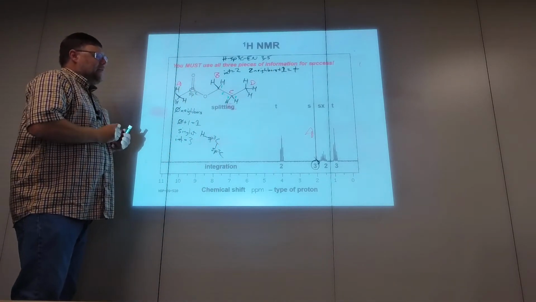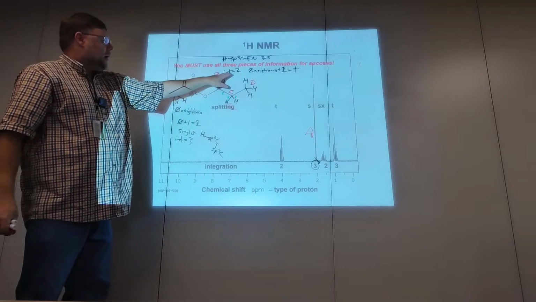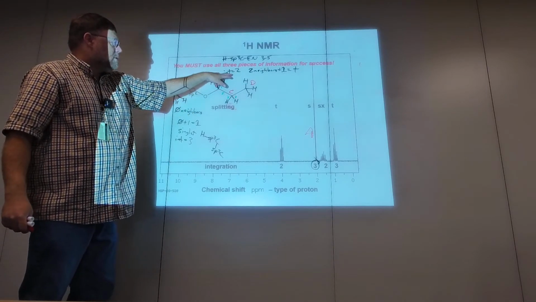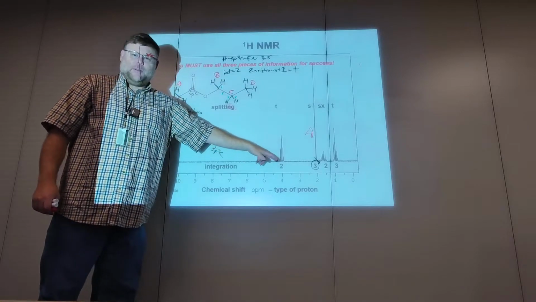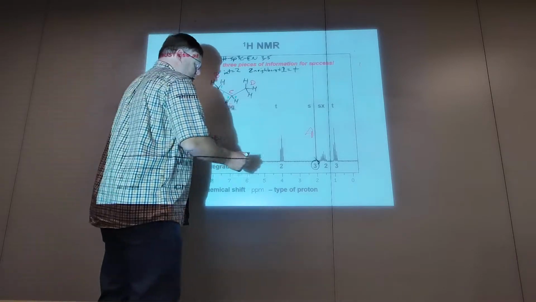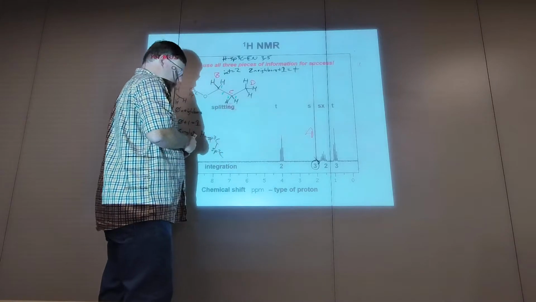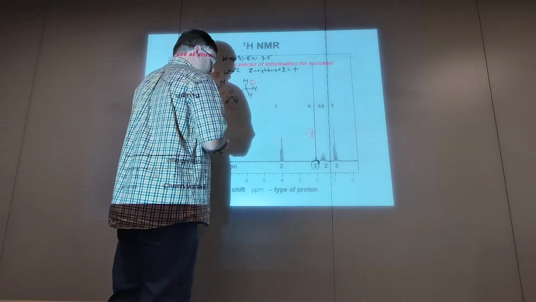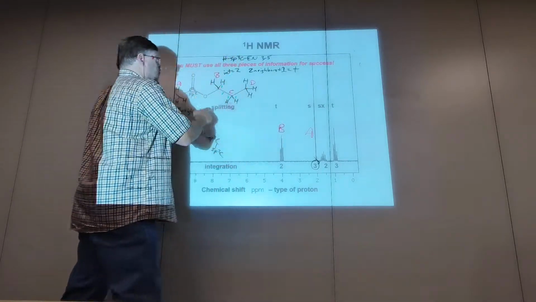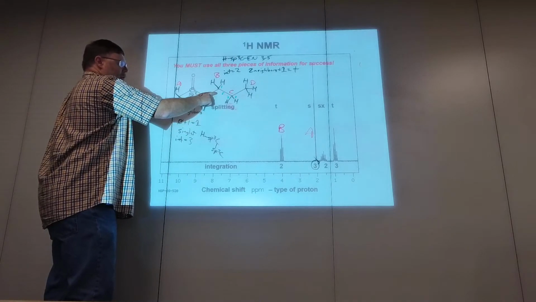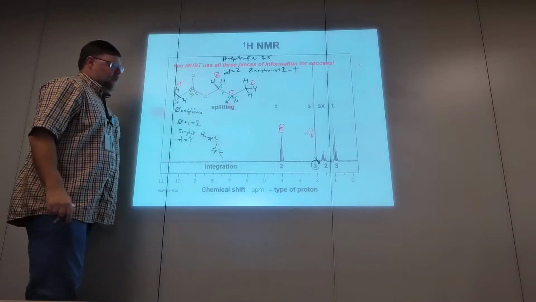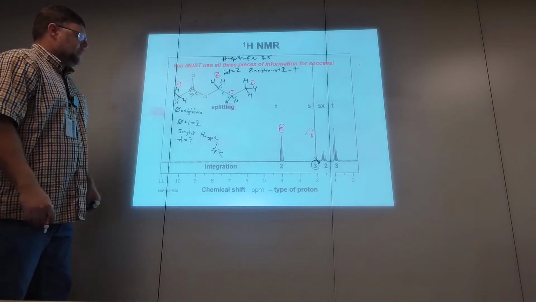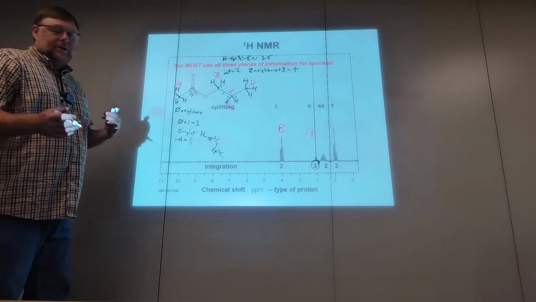Okay, so we need to find a signal that integrates for 2 that's a triplet somewhere between 3 and 5. And of course, obviously, probably you got there before me. So this one is going to be B. The 2 protons that I've labeled B are a triplet for 2 protons at about 4 parts per million chemical shift. All right, now you're down to 50-50.